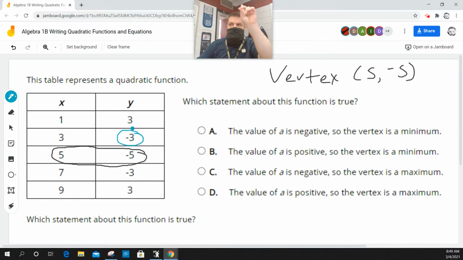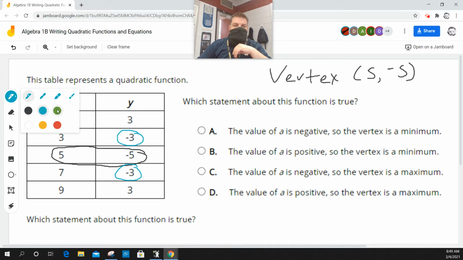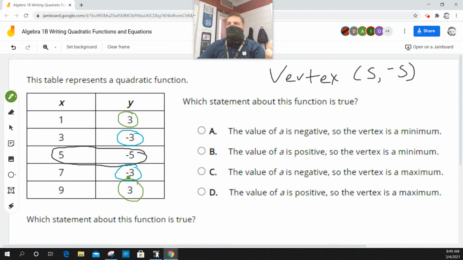If I go up or down, depending on how you look at it, over here, my y value is a negative 3. If I move to the next point, away from the axis of symmetry, I have a positive 3. And over here, I have a positive 3. So it's symmetrical. Remember how we said the axis of symmetry makes the left-hand side look like the right-hand side? Well, in the table of values, it makes the top look like the bottom. They mirror each other. So then the vertex probably occurs at 5 comma negative 5.